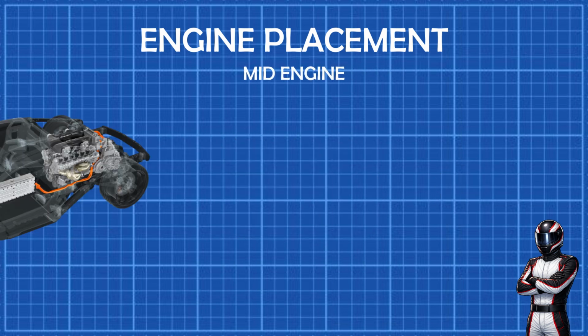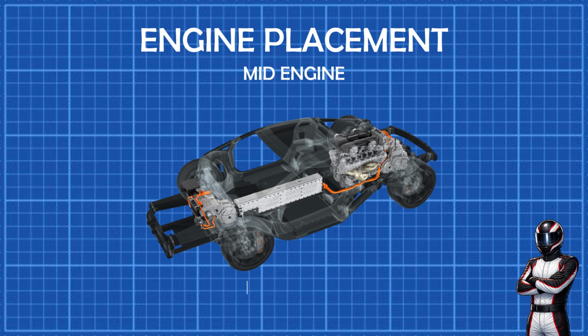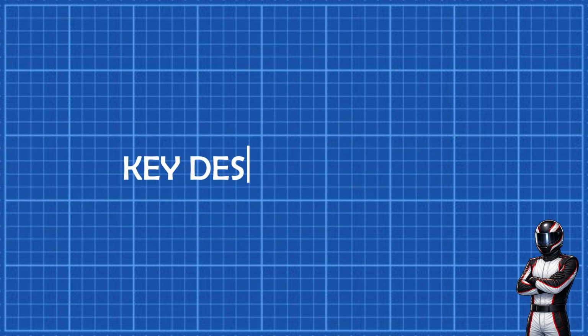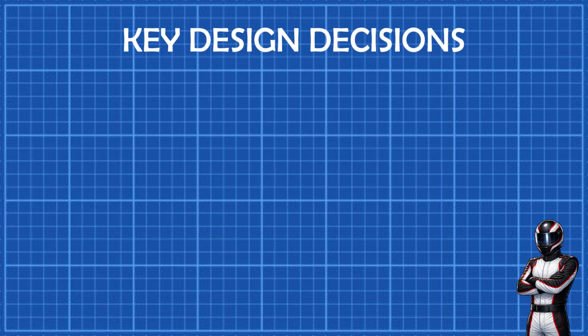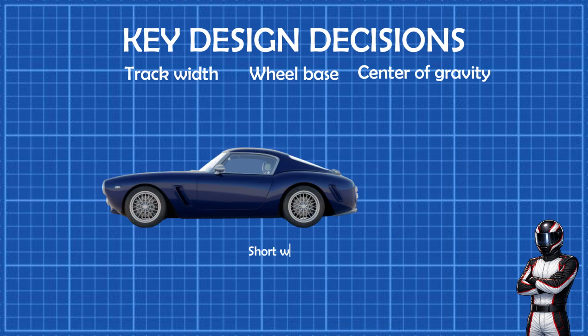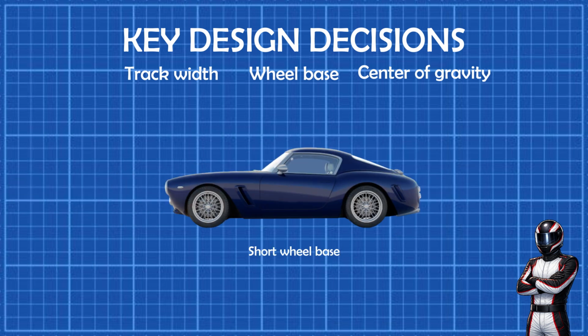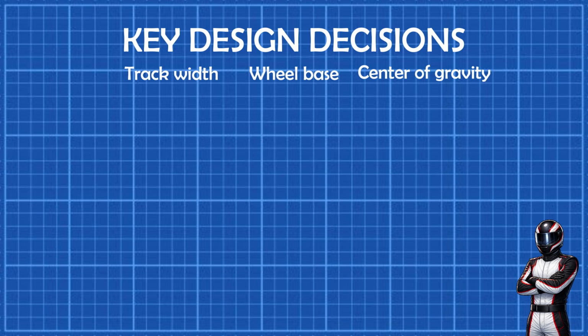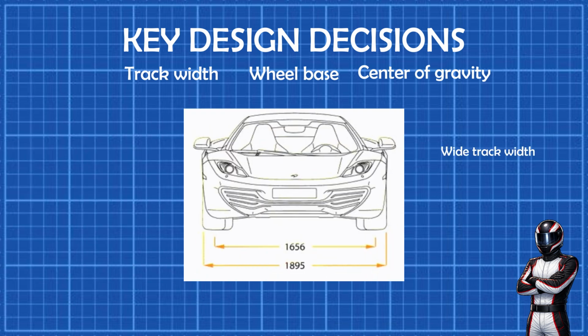Mid-engine: engine in front of the rear axle, near 50-50 balance and highest handling potential, but more complex cooling and tighter packaging. The key design decisions: wheelbase, track width, and center of gravity. Longer wheelbase improves stability. Shorter wheelbase improves agility. Track width. Wider track increases grip and stability. Narrower track improves packaging.